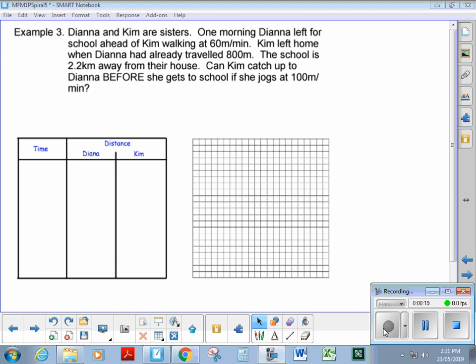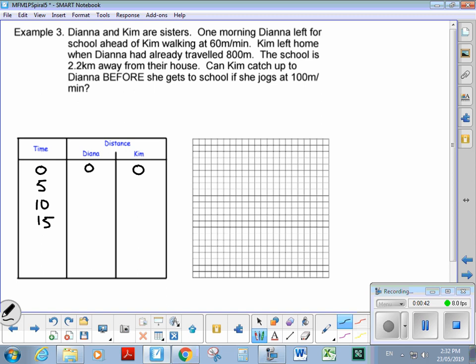So let's look at time over here, this chart. At time 0, they both haven't left the house. Diana left for school at 60 meters per minute. So what do we want to go up by? Go up by fives. So time: 5 minutes, 10 minutes, 15 minutes, 20, and 25.